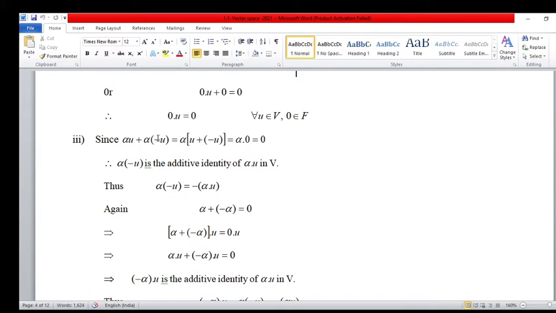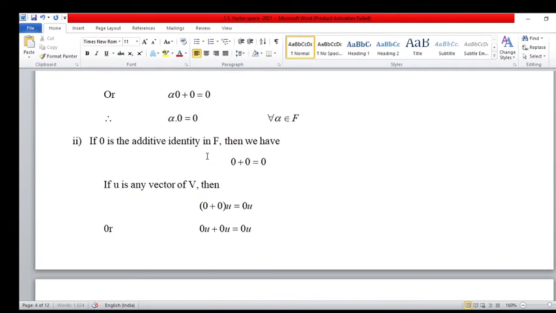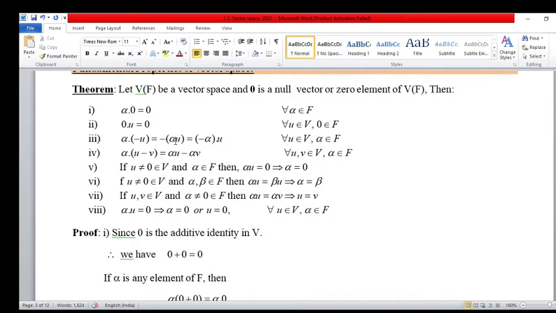This means the second part is the additive inverse of the first part, or the first part is the additive inverse of the second part. The additive inverse of the first part in V can be written as the inverse. Additive inverse means minus alpha u. Again, this is the first part. Alpha minus u is equal to minus alpha u.